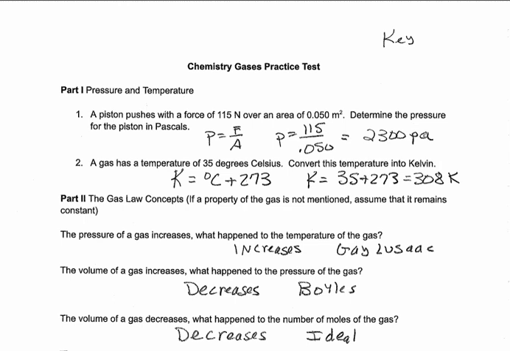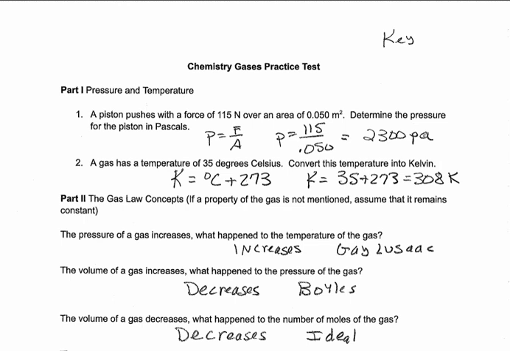Now what about our concepts? What if the pressure of a gas increases and the temperature has to change with that, but everything else remains constant? Well, if pressure increases, that means the temperature increases. So this is Gay-Lussac's law, the idea that molecules move faster, they collide with more force, creating a greater pressure.